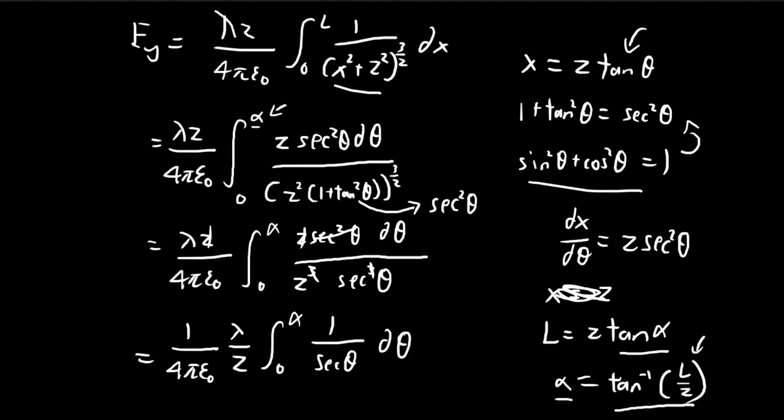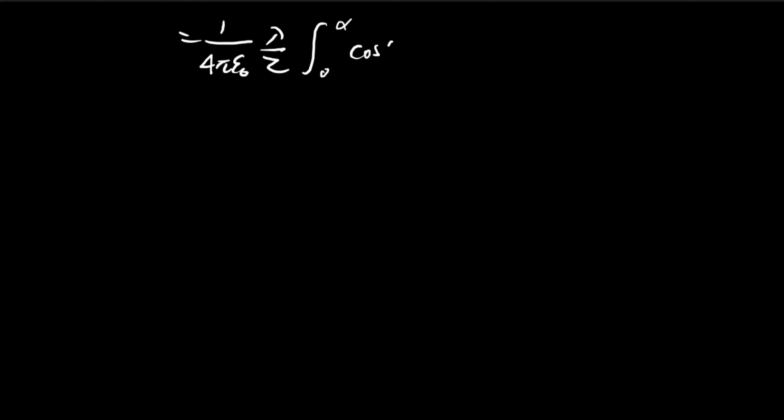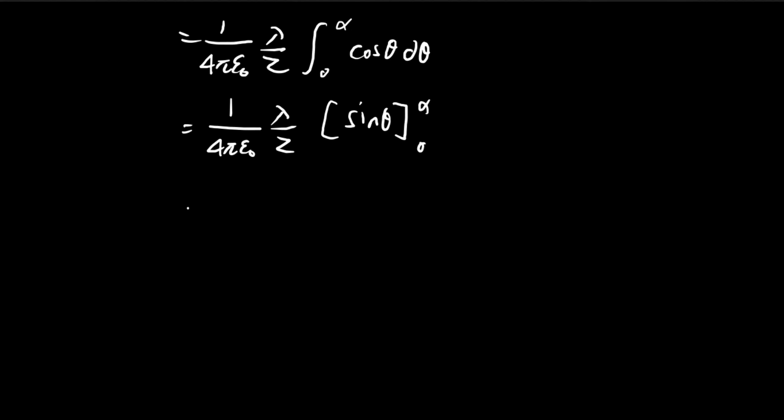And so carrying on, this is what we have for the time being. So how do we solve this integral? Notice that secant theta is actually just 1 over cosine of theta. So 1 over secant theta is just going to be cosine of theta. And this is definitely something we know how to integrate. So in the end, we get sine theta from 0 to alpha. So that's sine alpha, and then sine 0 is going to be 0. So this is what we get.